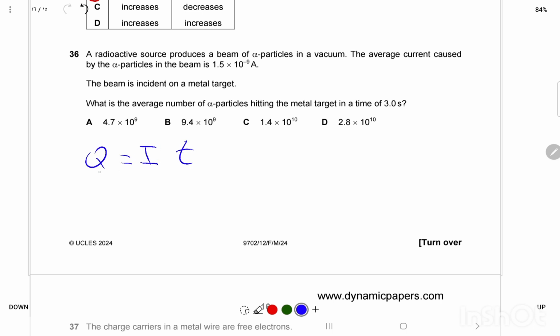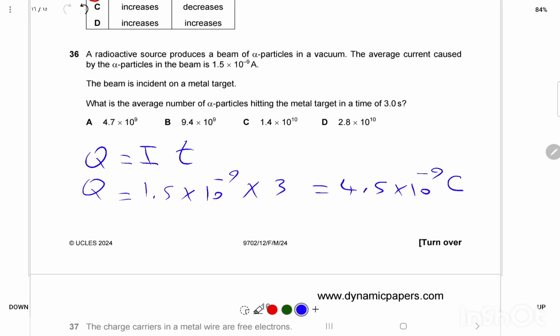Let's find the charge. The total charge, we don't have it, so Q is equal to current, which is 1.5 times 10 to the power of negative 9, times the time, which is 3 seconds, and that will be 4.5 times 10 to the power of negative 9 coulomb. That's the total charge that's flowing as a result of the beam of alpha particles.